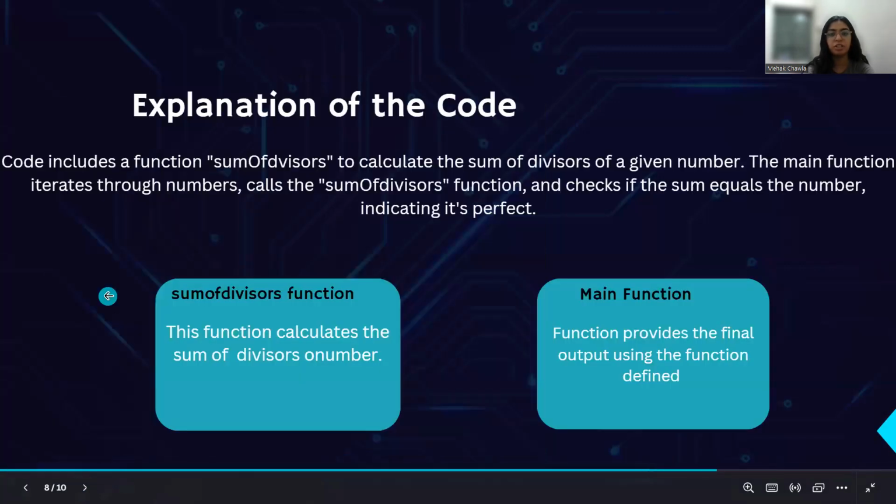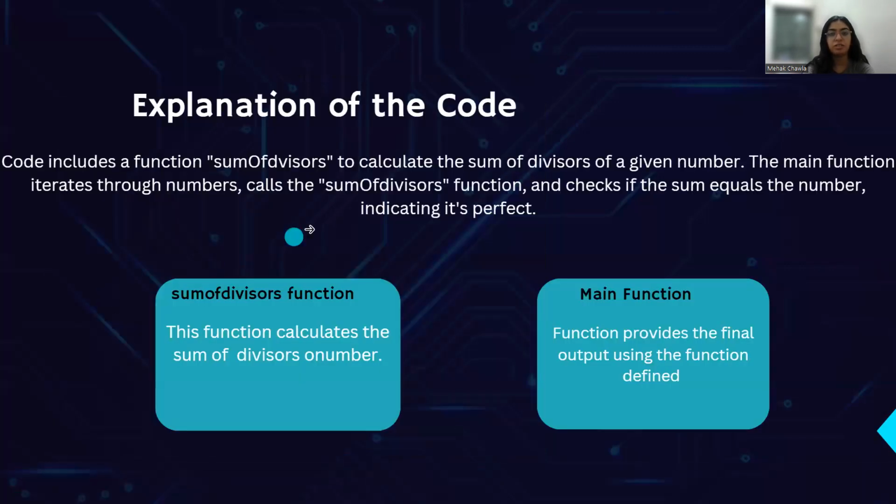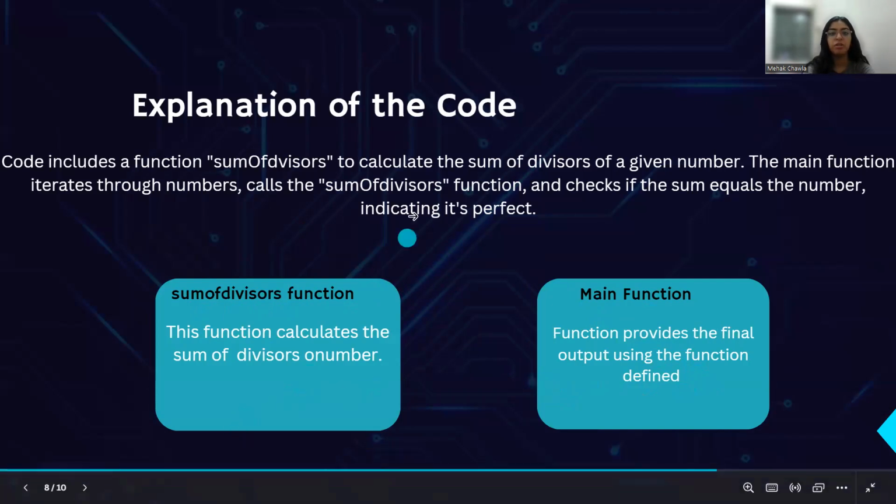Now let us move on to the explanation of the code. As we have discussed earlier, this code has two major parts, two major functions: the sum of divisors function and the main function. The sum of divisors function gives the output as the sum of the factors of the number entered by the user, which is further used in the main function. The main function executes the code and gives us the final output as the list of the perfect numbers printed. For the further explanation, we may now move to the IDE.